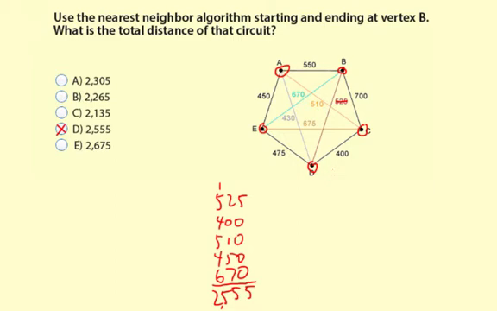Okay, so review the process. You start with B, and then you just do the nearest neighbor for each vertex after that. And then you make your circuit, add the distances to find the total distance of the entire circuit.